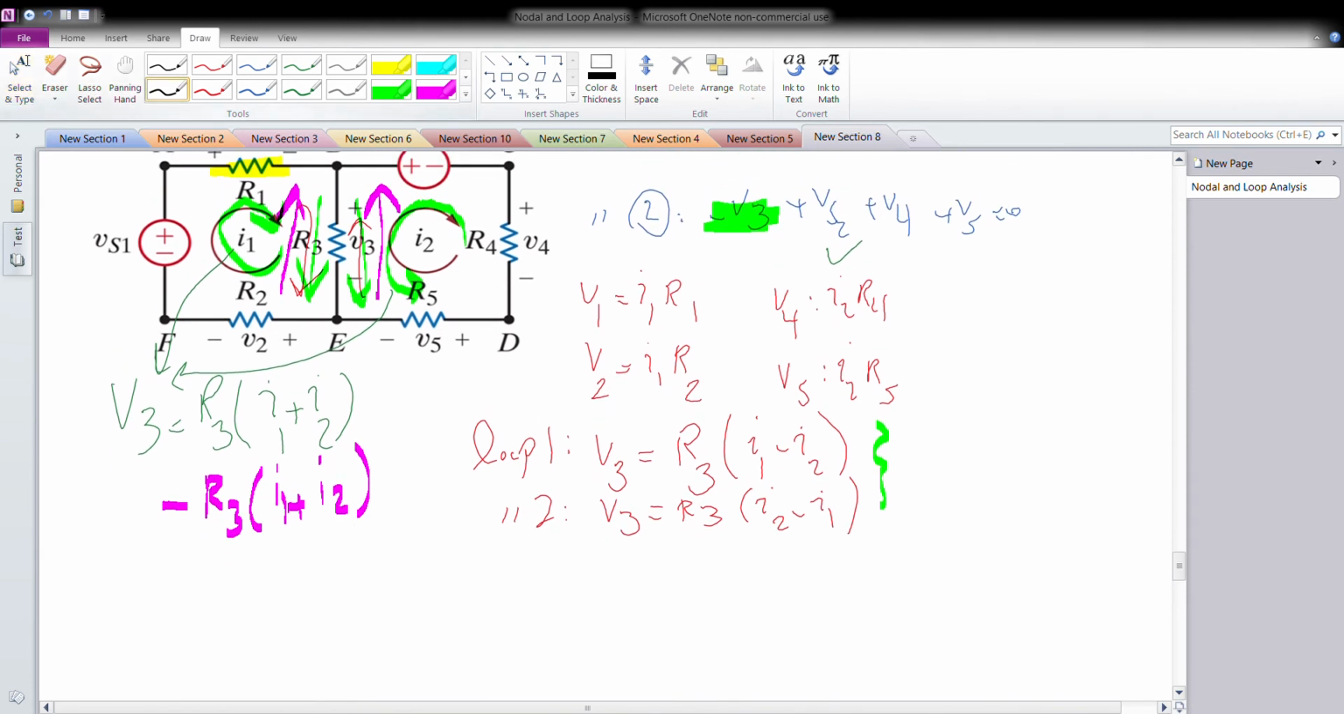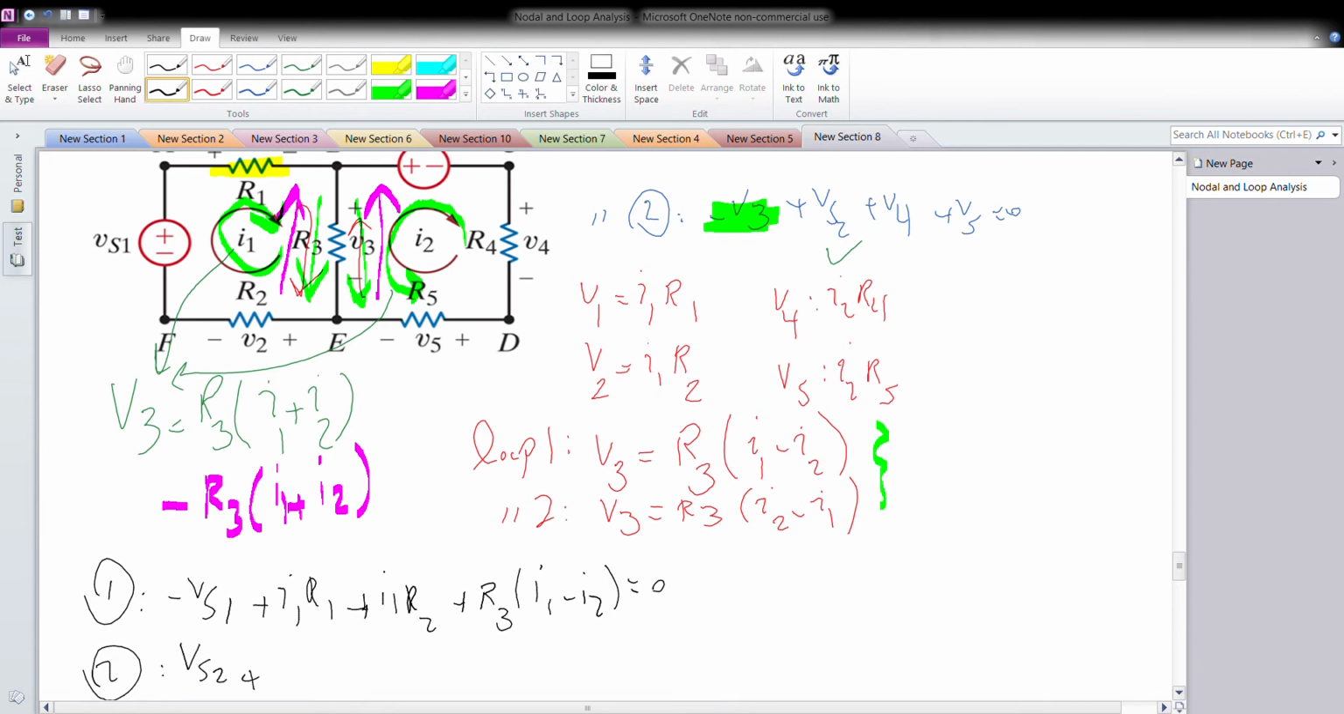So for loop 1, it's going to be minus VS1 plus I1 R1 plus (R2 plus R3) times I1 minus I2 equals 0. And then for loop 2, I have VS2 plus I2 R4 plus I2 R5 plus R3, because now I'm in loop 2, it's going to be the opposite: I2 minus I1 equals 0.